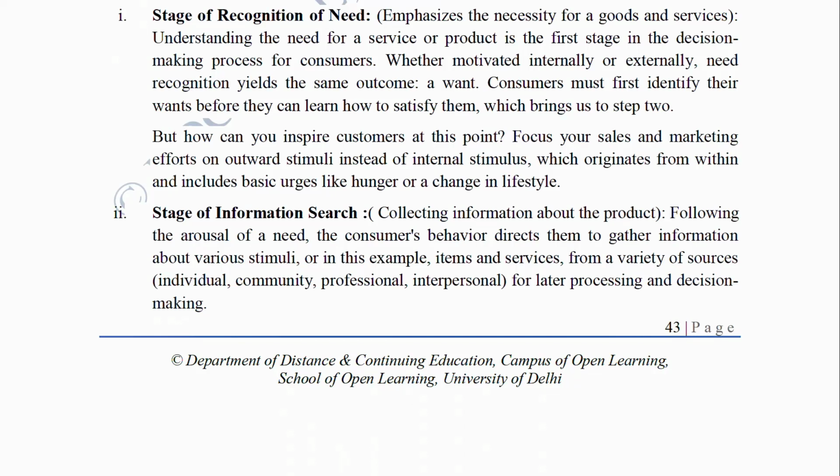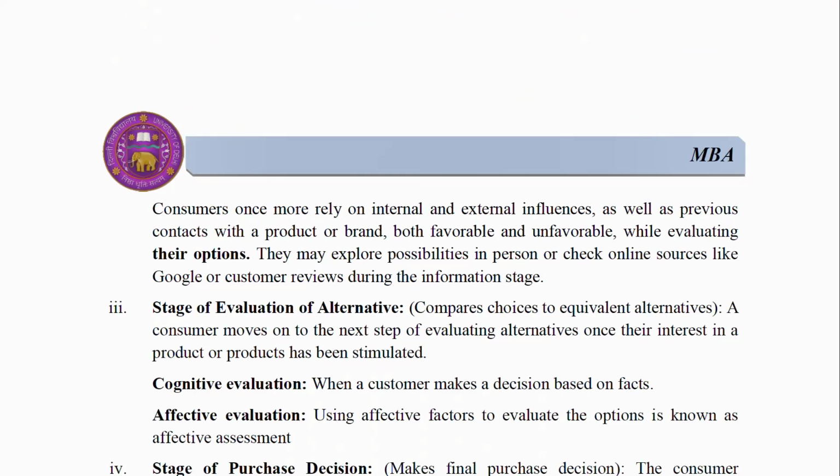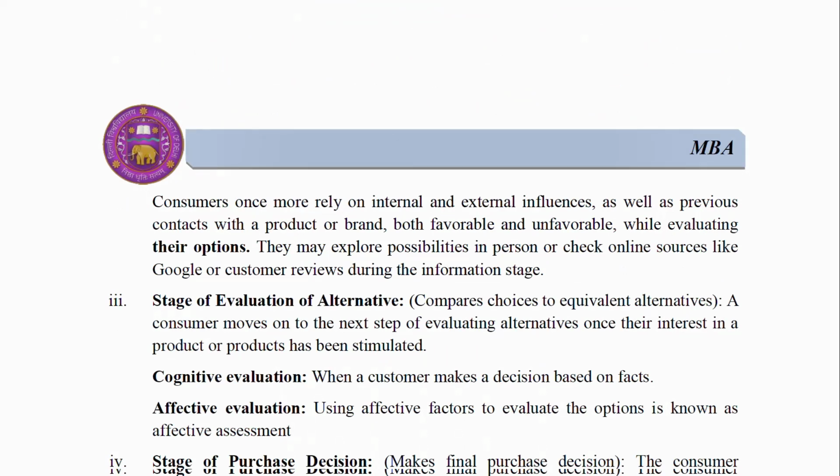Following the arousal of a need, the consumer's behavior directs them to gather information about various stimuli, or in this example, items and services from a variety of sources, individual, community, professional, interpersonal, for later processing and decision making. Consumers once more rely on internal and external influences as well as previous contacts with a product or brand, both favorable and unfavorable, while evaluating their options. They may explore possibilities in person or check online sources like Google or customer reviews during the information stage.